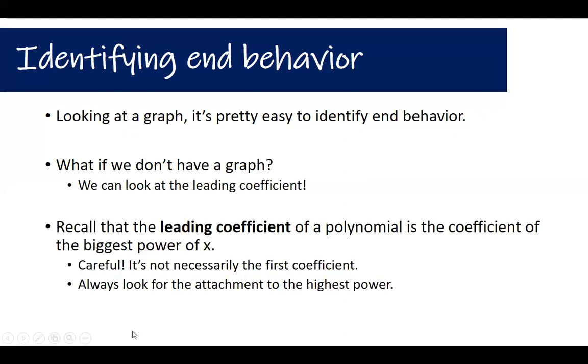So remember here that the leading coefficient of a polynomial is just the coefficient on that biggest power of x. Remember, it's not necessarily the first coefficient you see. If it's not written in descending order, it won't be. Look for the highest degree of x, and it's the coefficient tagged onto that.